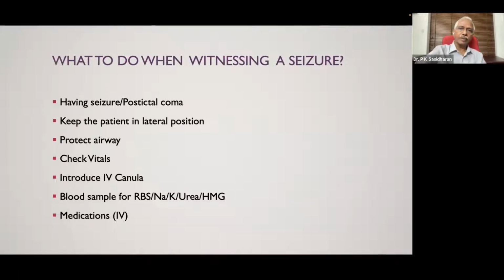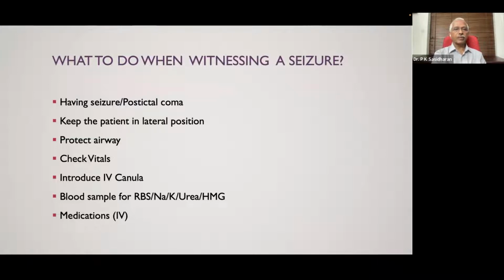Suppose you are witnessing a person brought in seizure. The patient may be having involuntary movements, or immediately after that, may be in post-ictal coma. Always keep the patient in lateral position. Left lateral is ideal. Protect the airway. Check the vitals. Introduce an IV cannula. Immediately take blood sample for sugar, electrolytes, urea, and a hemogram. These are going to give vital information regarding the precipitating factors and the cause of seizure.